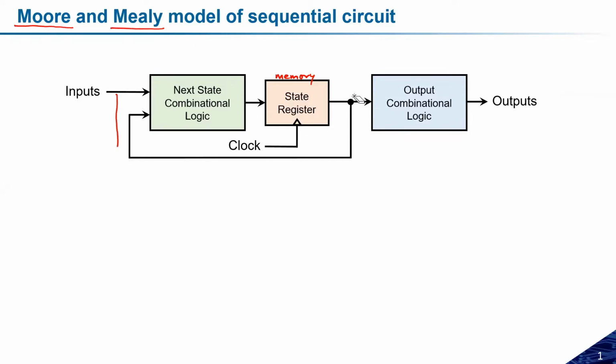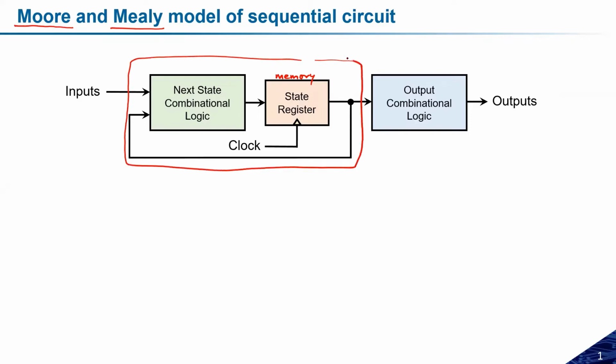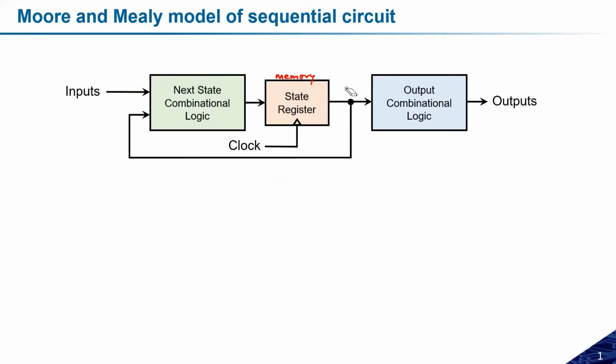Let me repeat what I'm saying. The block we can see here is the sequential logic circuit, which we have already studied. But to differentiate the Moore and the Mealy model, we need one output combinational logic, and that decides whether the model is Mealy or Moore. So we need one additional combinational logic circuit to differentiate these things.